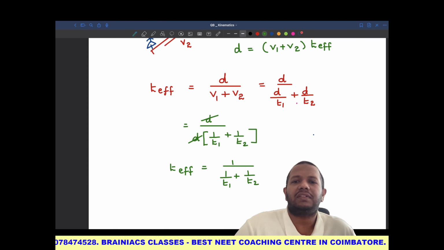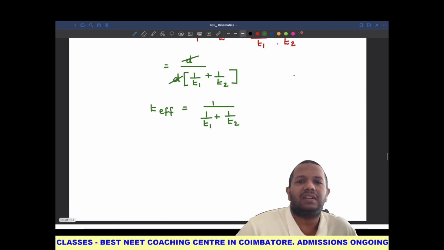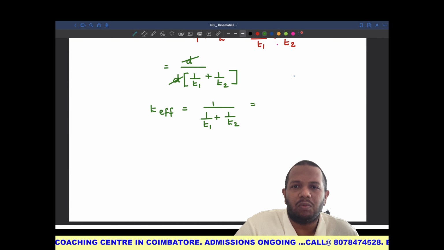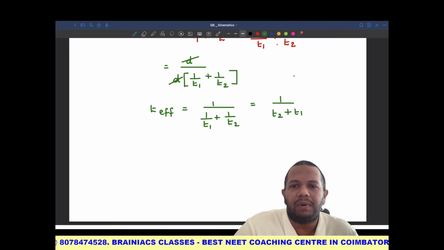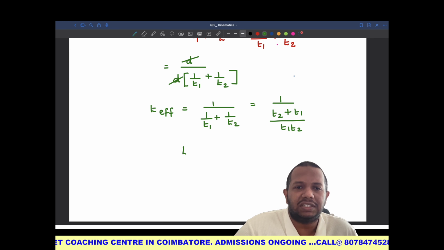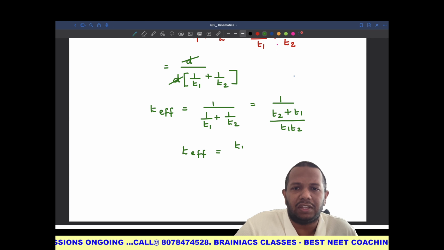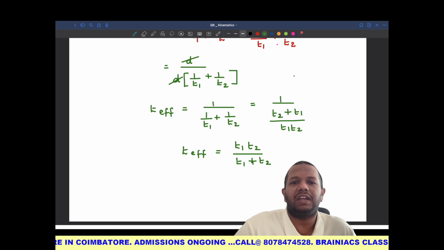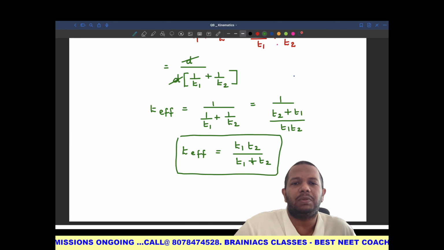So please calculate this. On calculation, what will you get? Let's think about that. If you cross multiply it, this will become 1 divided by t2 plus t1 divided by t1 t2. Now I can rearrange it, and finally I will get the effective time in the third case would be t1 t2 divided by t1 plus t2.